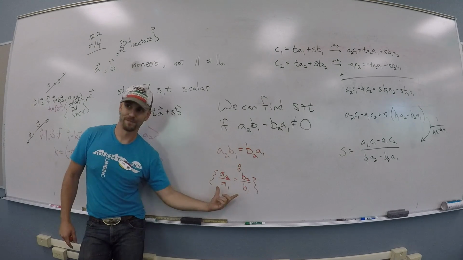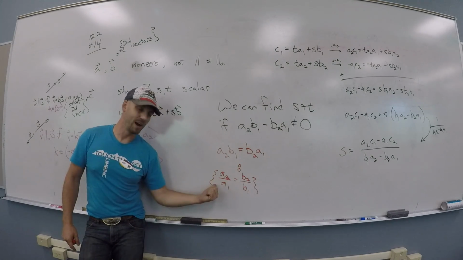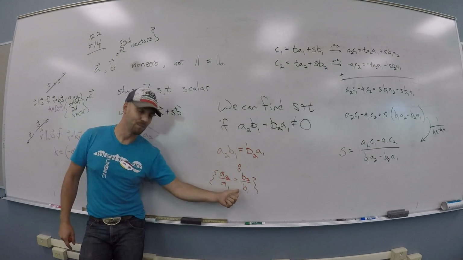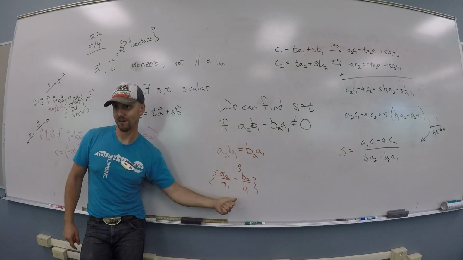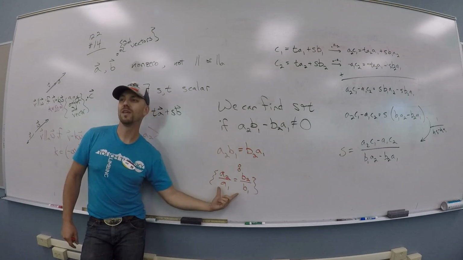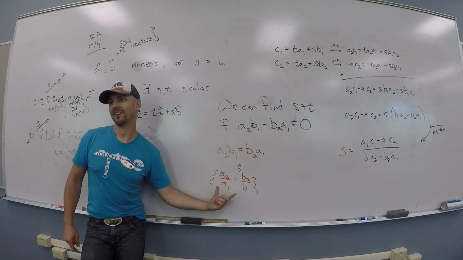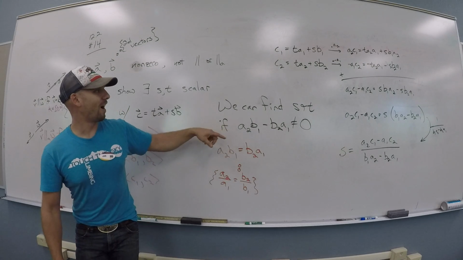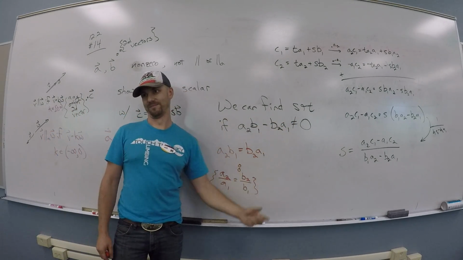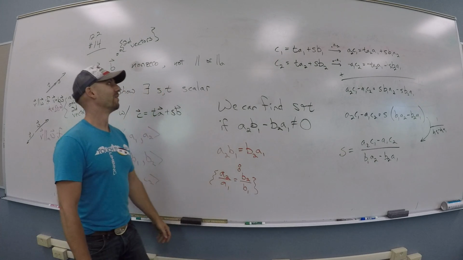But the important thing is, when you see these, you should really be thinking about the slope. A2 over A1 is the slope of the vector A, and B2 over B1 is the slope of the vector B. If these two are the same, then they're parallel. That makes a lot of sense. So I can find S and T as long as they're not parallel. And that's the proof.